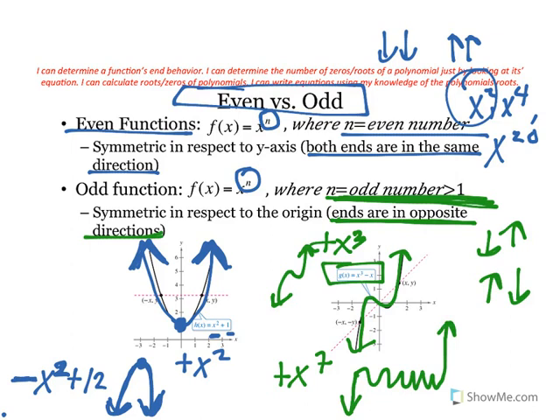Now, if it is negative and odd, meaning like negative x cubed, then it's going to be backwards. The left end will be up, and the right end will be down. And those are just rules that you're going to have to memorize. And we'll get some practice looking at those more and more today.